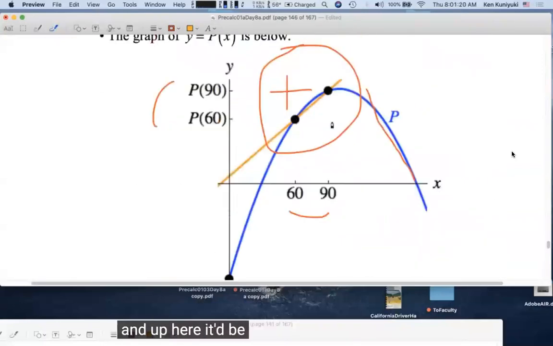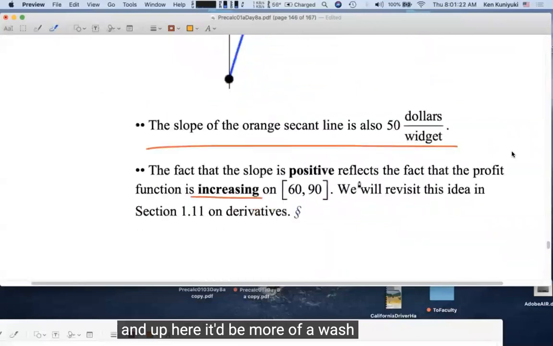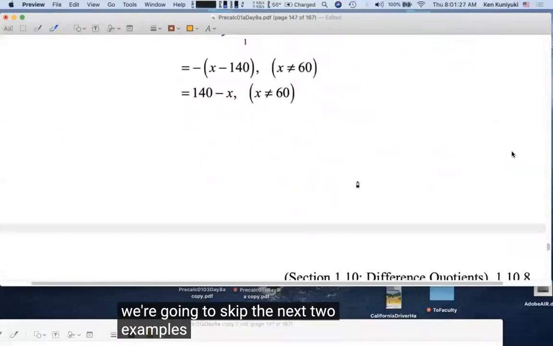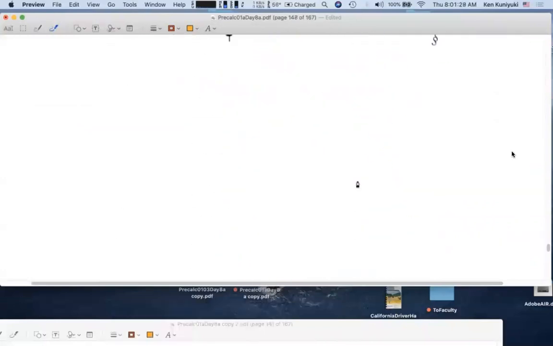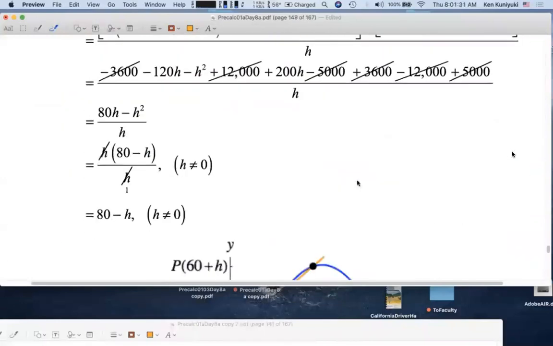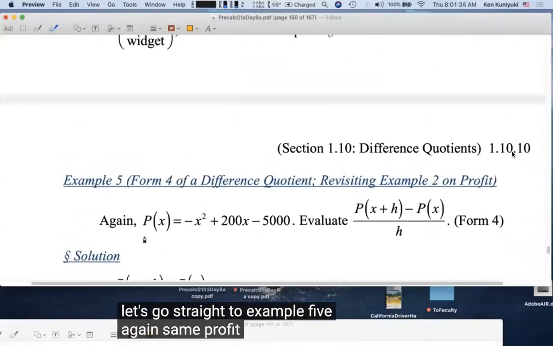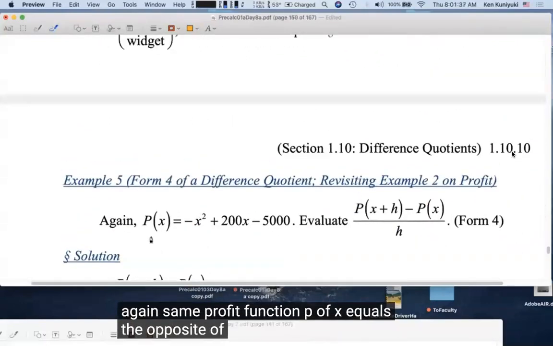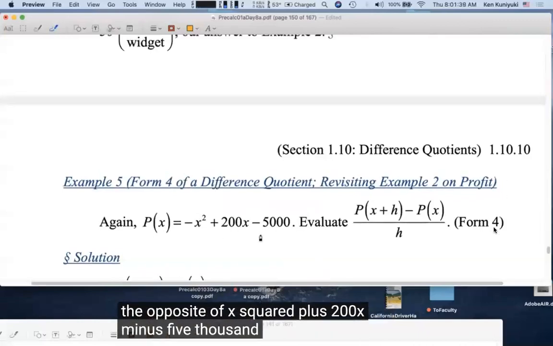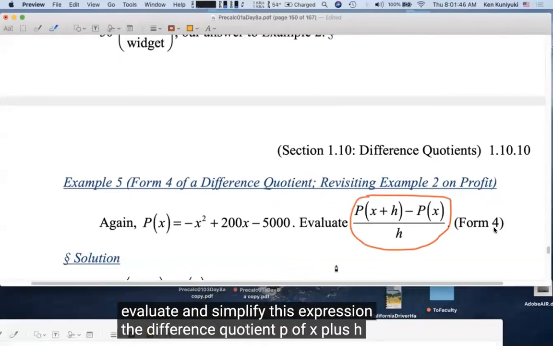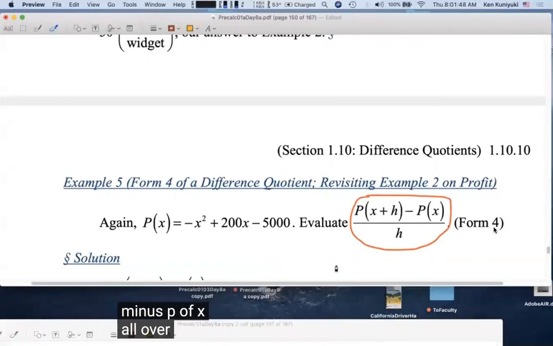And up here, it'd be more of a wash. We're going to skip the next two examples. Let's go straight to example 5. Again, same profit function. P of x equals the opposite of x squared plus 200x minus 5,000. Evaluate and simplify this expression. The difference quotient, P of x plus h minus P of x all over h.